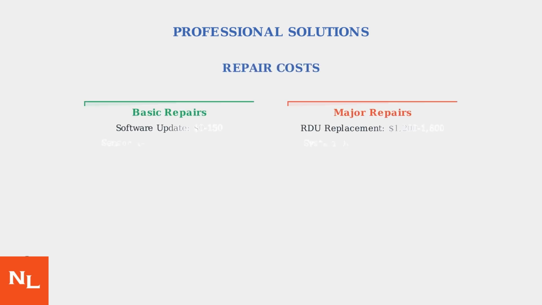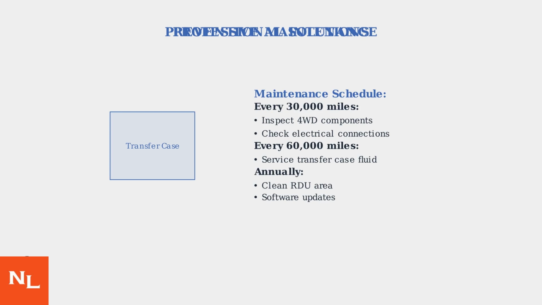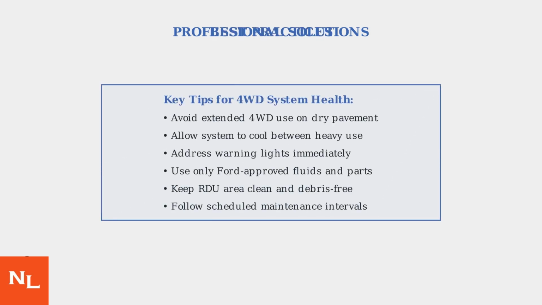Repair costs vary significantly depending on the root cause. Software updates are typically covered under warranty, while major component replacements can be more expensive. Regular preventive maintenance can help avoid these costly repairs. Follow a scheduled maintenance routine to keep your four-wheel drive system operating properly. Following these troubleshooting steps and maintenance practices will help ensure your Ford Escape's four-wheel drive system operates reliably. Address warning lights promptly and use only Ford-approved parts and fluids for best results.